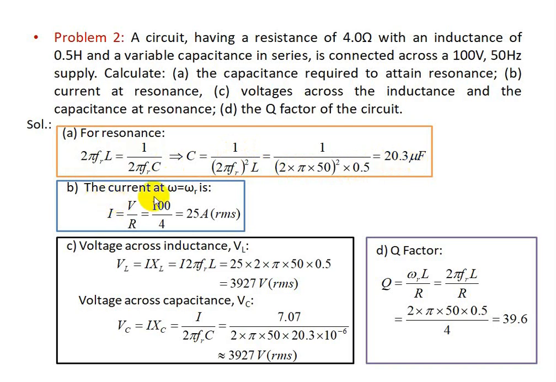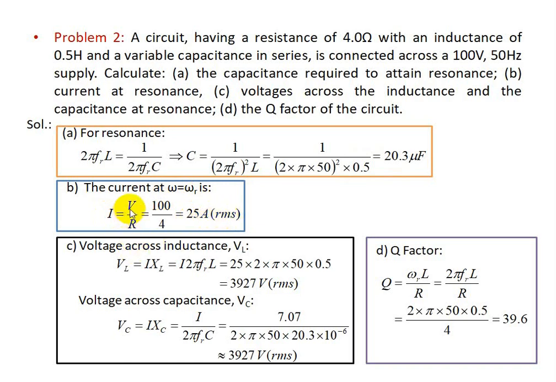Then find the current at resonance. Current at resonance is given by voltage divided by resistance, because the impedance at resonance will be equal to the resistance. 100 by 4, which will be 25 ampere RMS.